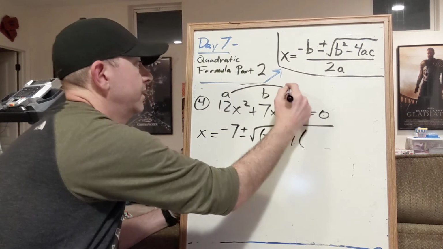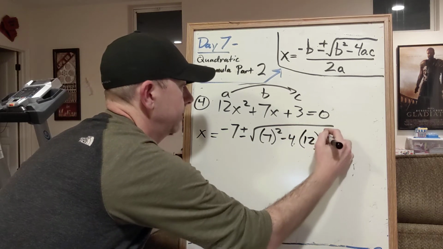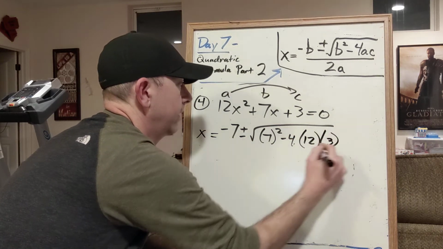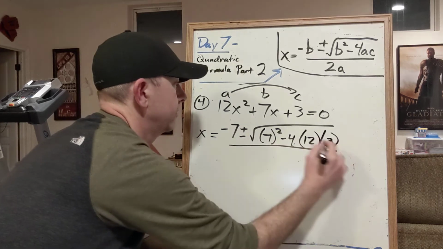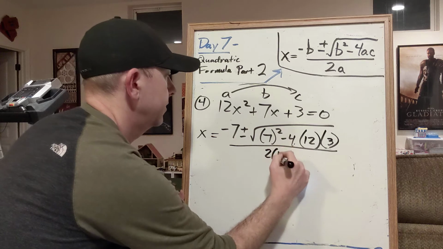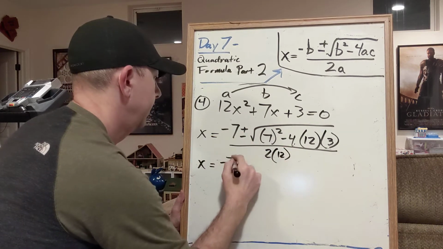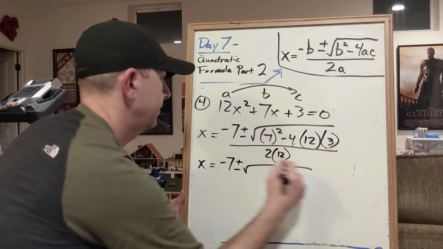All right, A times C this time is a little bit more difficult, so I'm just going to write it all out. You can put 36 if you want, but sometimes when you get bigger numbers, students would rather write it out there, and that's totally fine. Over 2 times A, which is 12. All right, so we get going with this. We're going to have -7 plus and minus the square root.